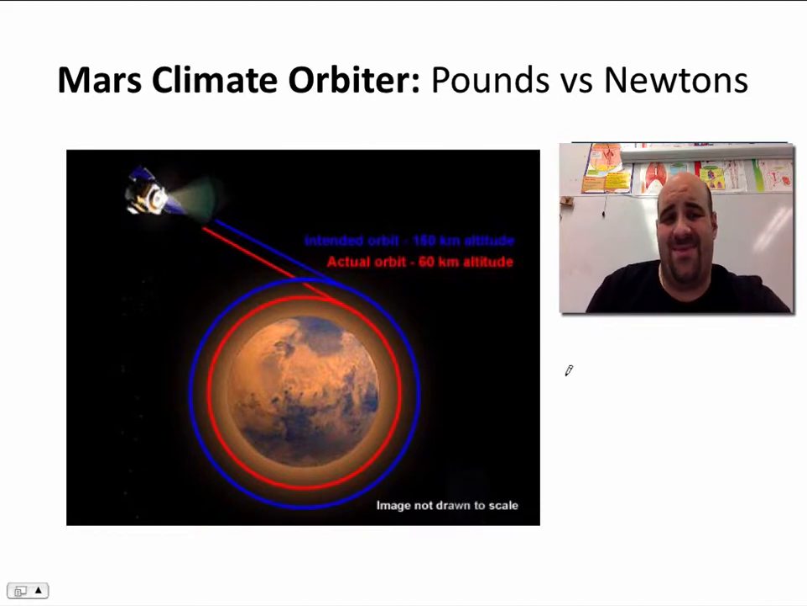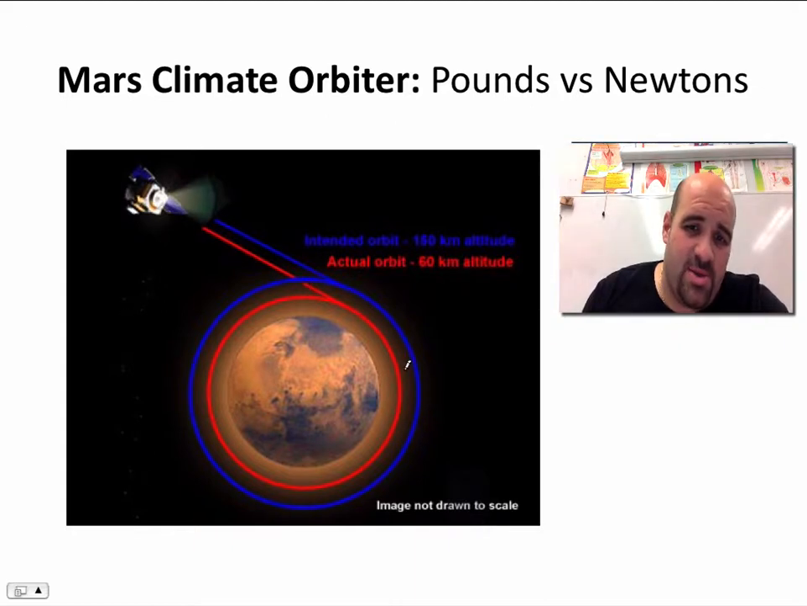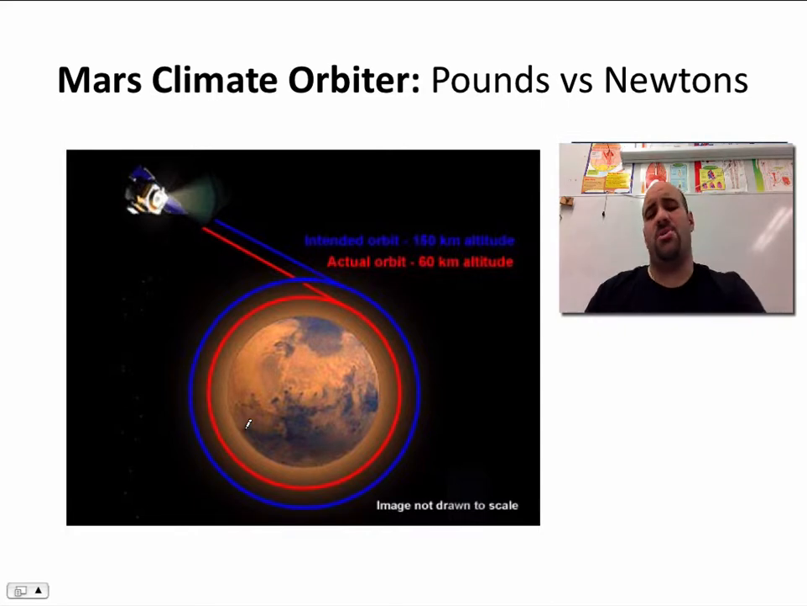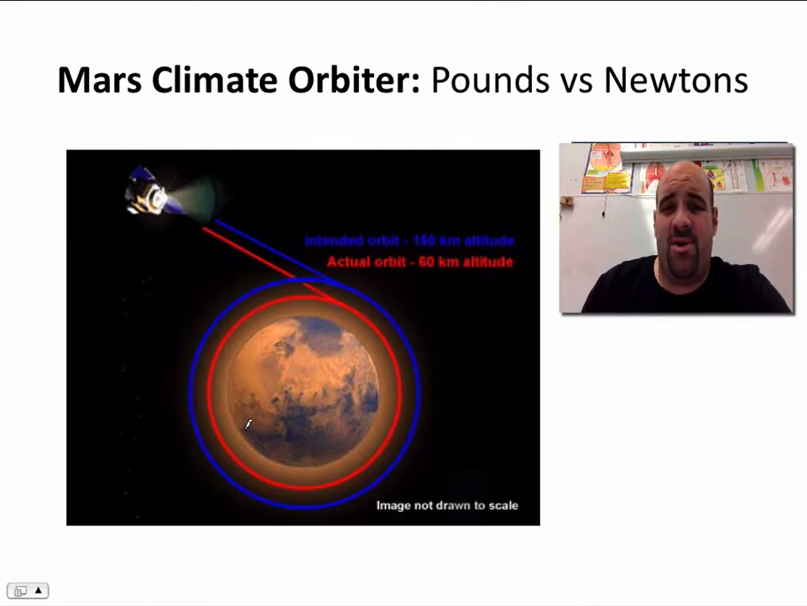Well, what happened was, when you apply thrust to move your spaceship, one group programmed their thing to use pounds of force, and one group was using newtons for their thrust. And what happened was, instead of orbiting the planet, too much thrust was given, and this satellite basically orbited too close to the planet, the red line. It ended up being much closer than it wanted to be. And the closer you get to a planet, the thicker the atmosphere is due to gravitational effects. And this thing ended up burning up in the Martian atmosphere.